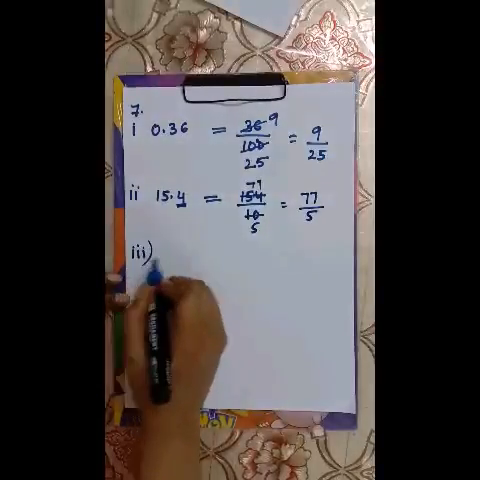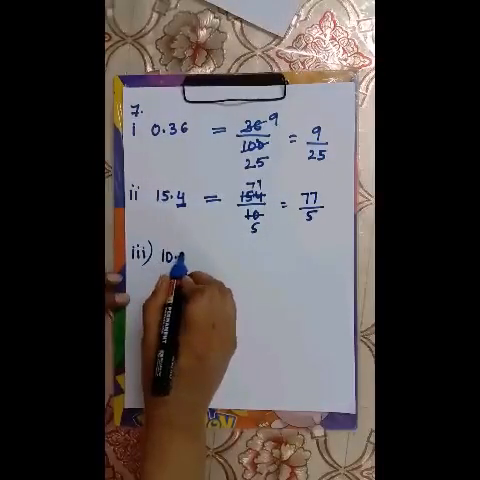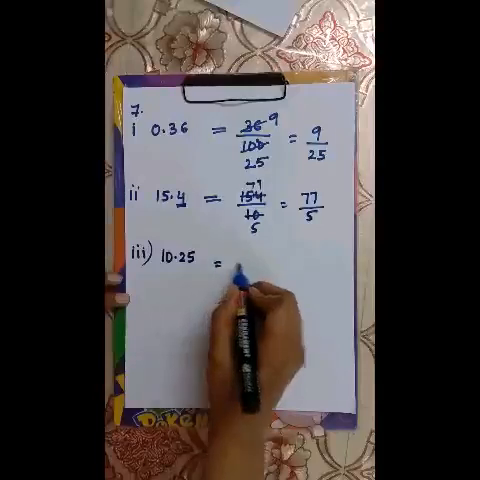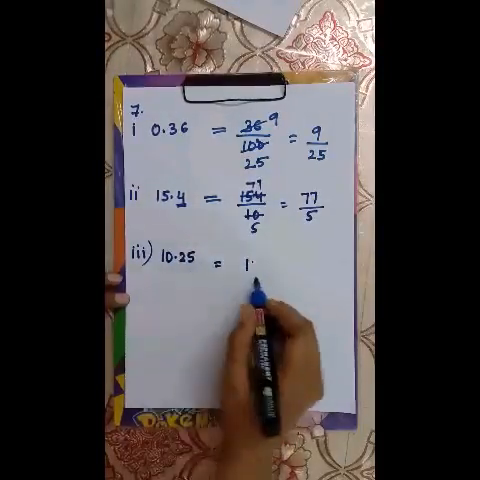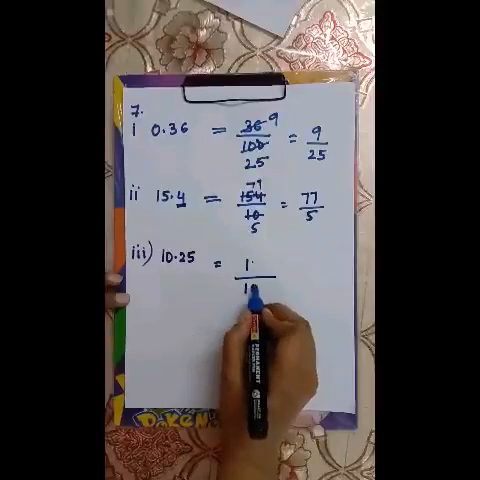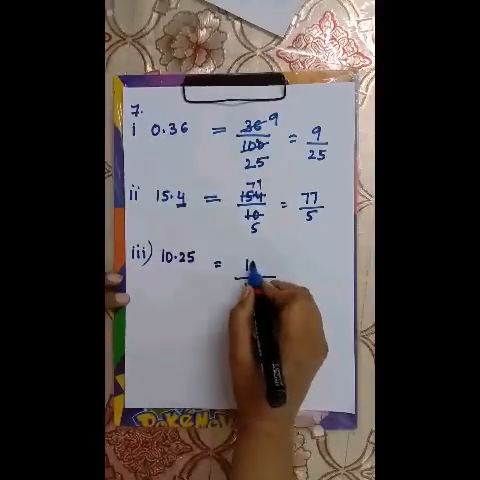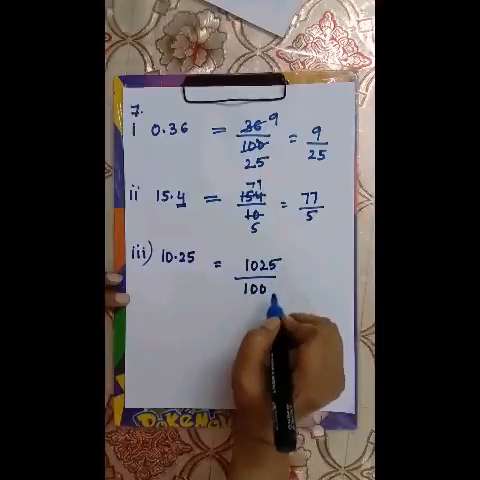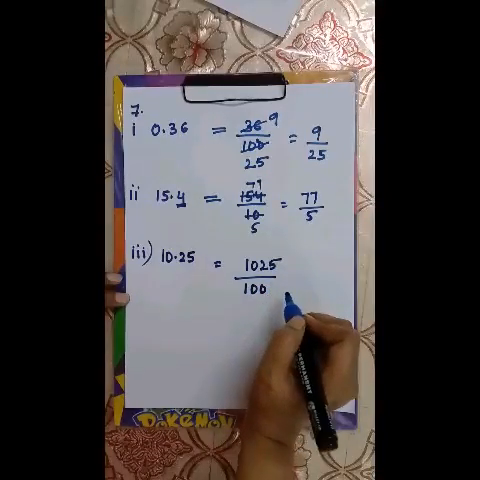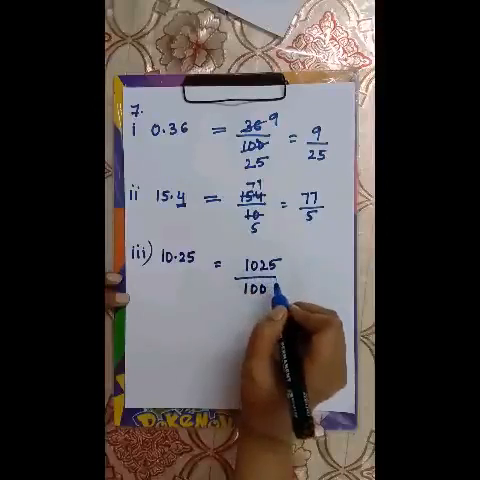Third question, 10.25. After point, how many digits are there? 2. So I am going to put 100 in the denominator. So 1025 by 100. Cancellation.